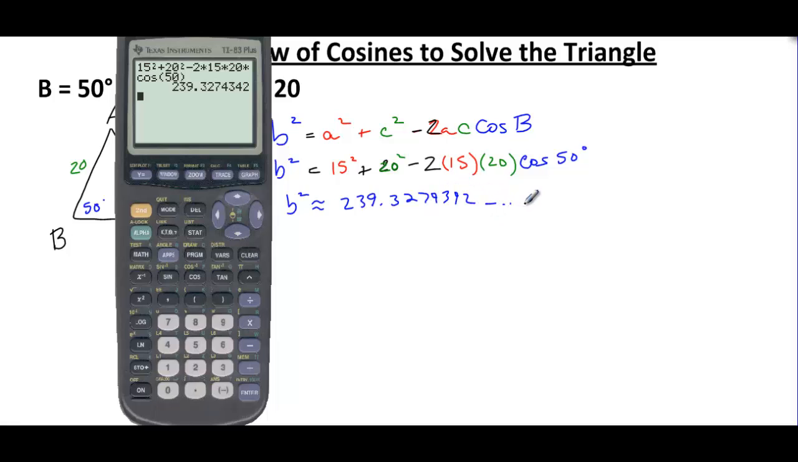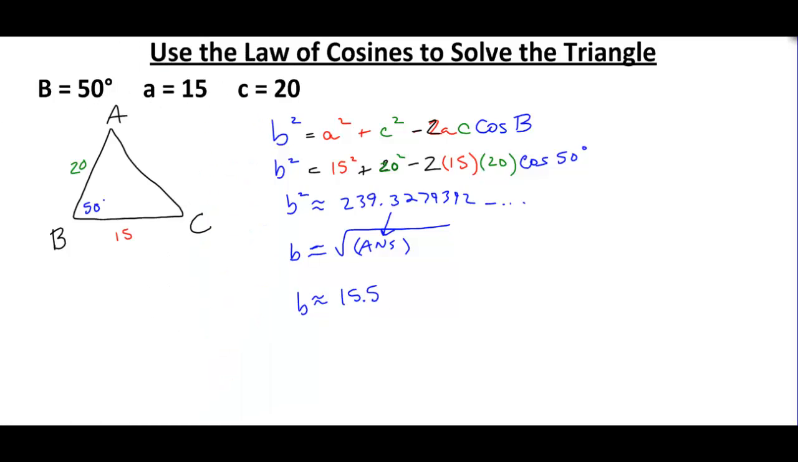But I'm not trying to find b squared, I want to find b. So what a lot of students mess up on a test is they give me this huge number, but they forget that we want to take the square root of that answer. So to find b, and I'm going to just show you the work here, it's approximately the square root of our previous answer. So to make sure you have that down, that's what we have to do. So b is approximately, we'll just do one decimal place, 15.5. So I know now all three sides. B is approximately 15.5.